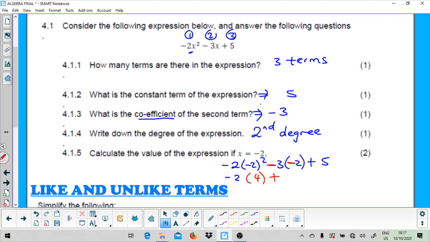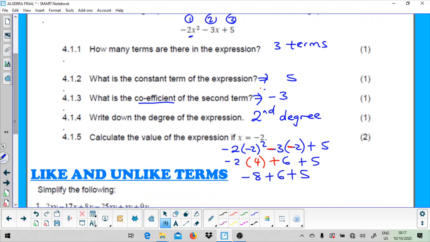And 3 times 2 will give us 6. Okay? 3 times 2 will give us 6. And then we're going to just write plus 5 over there. Well, to finish it off, minus 2 times 4 will give us negative 8, as we know. And then that's plus 6 plus 5, like that.